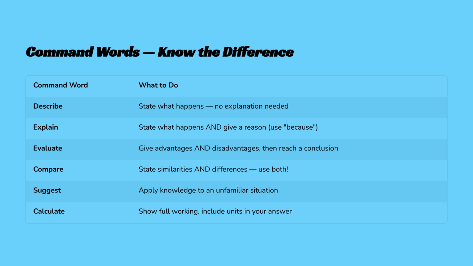It is crucial to understand the difference between command words. Describe means stating what happens. Explain requires providing a reason. Evaluate demands advantages, disadvantages, and a conclusion. Compare requires similarities and differences. Suggest means applying knowledge to new situations. And calculate means showing full working with units.